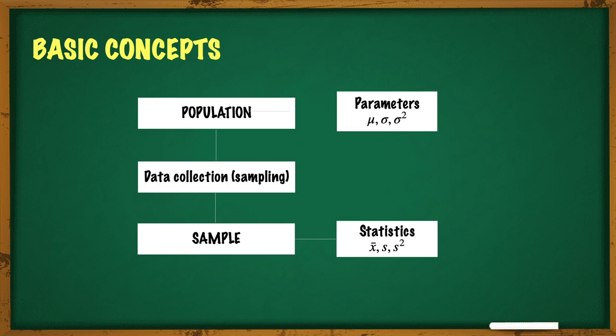Meanwhile, most of the time, we only take part of the population to get information, especially when the population size is very large. So we conduct sampling or random sampling in particular. And the units collected from it is what we call sample or samples. And we compute some values to summarize or describe the samples, and we call these values statistics, like the sample mean denoted as x bar, the sample standard deviation denoted as s, and the sample variance denoted as s squared.